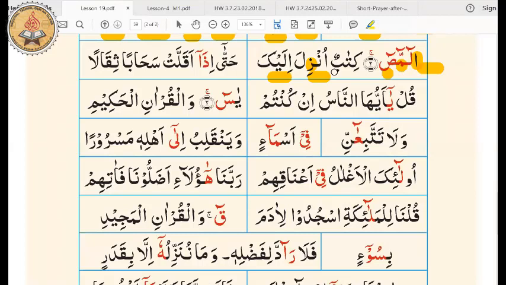The next student is N1251. Assalamu alaikum N1251. Assalamualaikum. Wa alaikum assalam. How are you? Good. Alhamdulillah. Can you start reading from here, please?